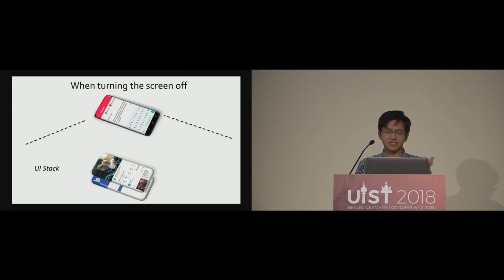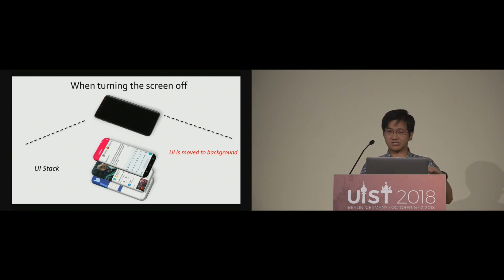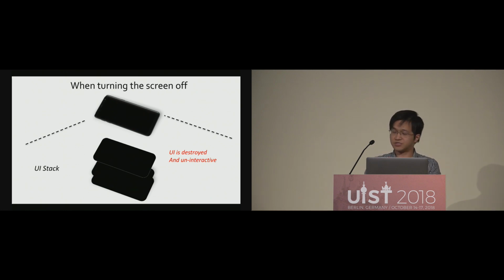First, this app UI is going to move to the background of the UI stack, which is the module that mainly maintains all the open UIs. At this point, the UI is moved to the background, and then the operating system destroys its UI, so that this app UI becomes uninteractive and is not updating its UI anymore. So what do we do?